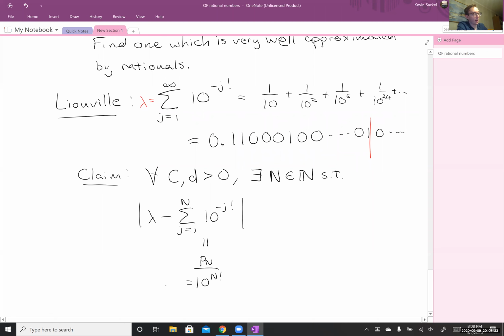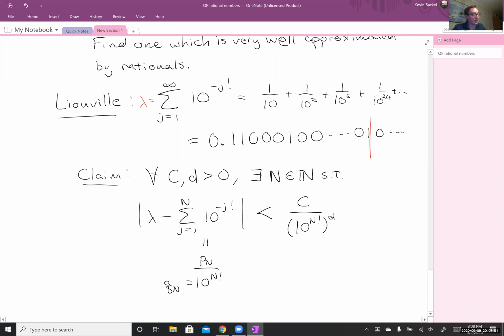So this I think about as my q_n. Well, this will be less than c over 10 to the n factorial to the d, just because the next digit which shows up is at the 10 to the n plus 1 factorial place. Yeah, exactly. So we're proving that something is transcendental by showing it's well approximated by rationals.